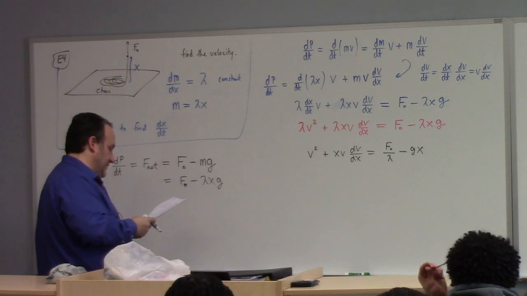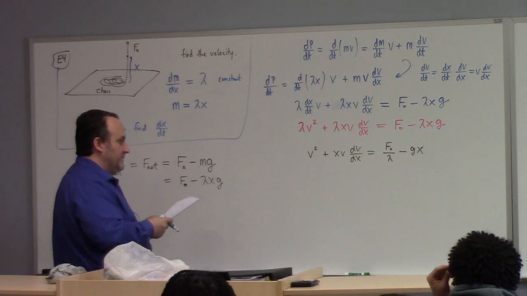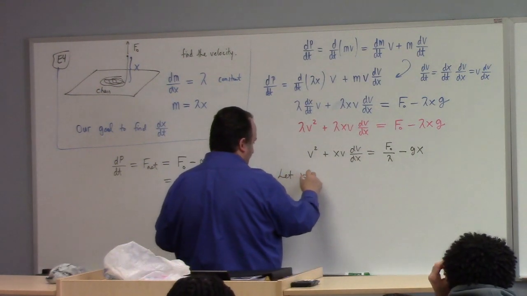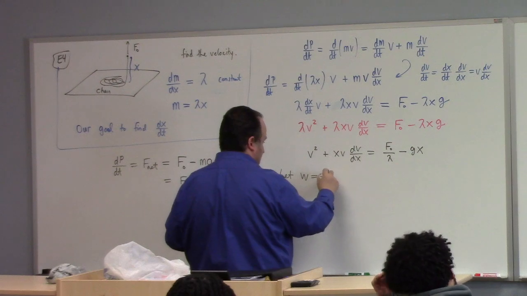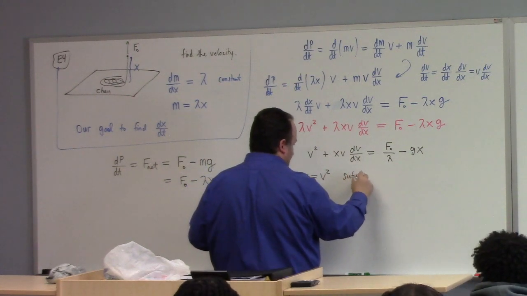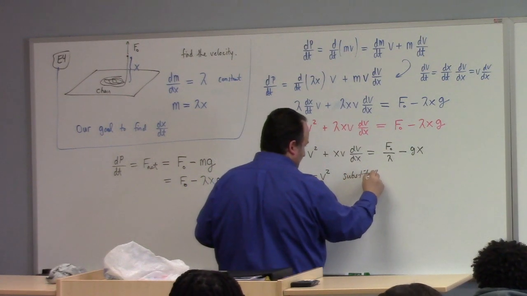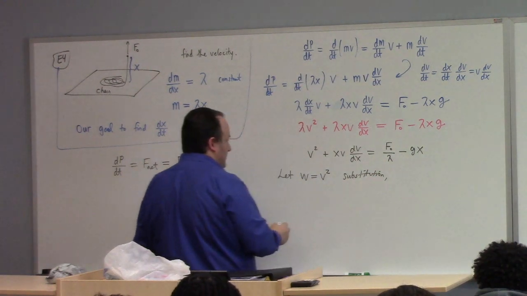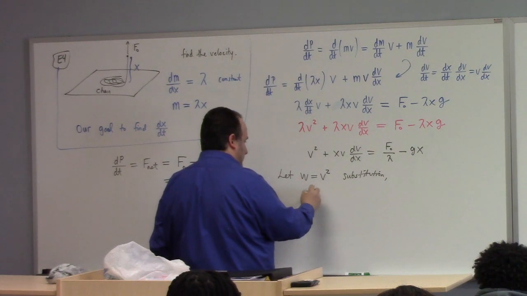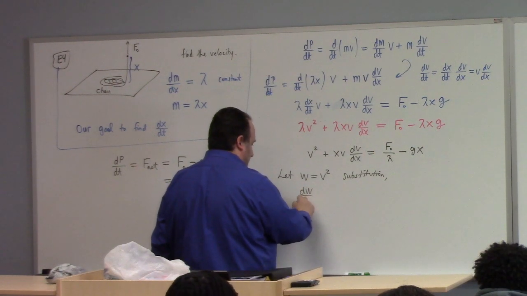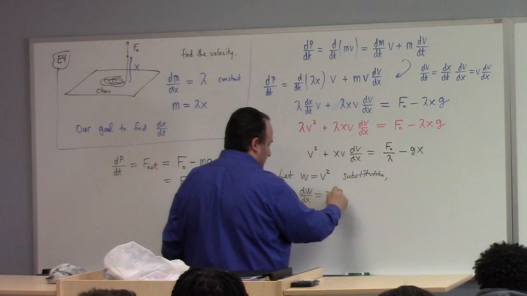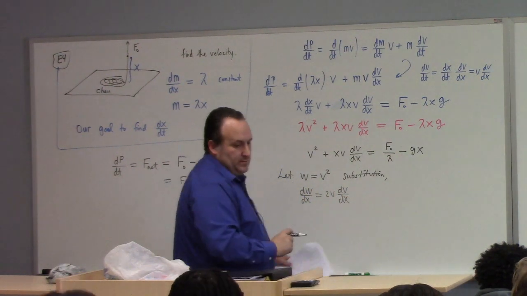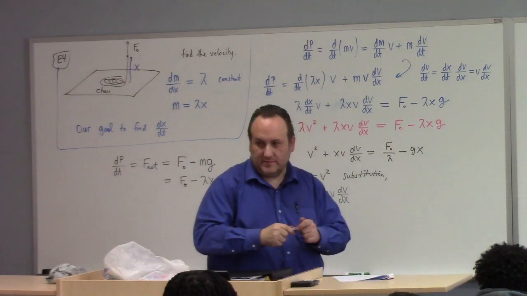And so what I do at this point is I make a w equals v squared substitution. Now why did I do that? Yeah, if I do this, that makes what? That makes dw/dx equal to what? 2v dv/dx, right?